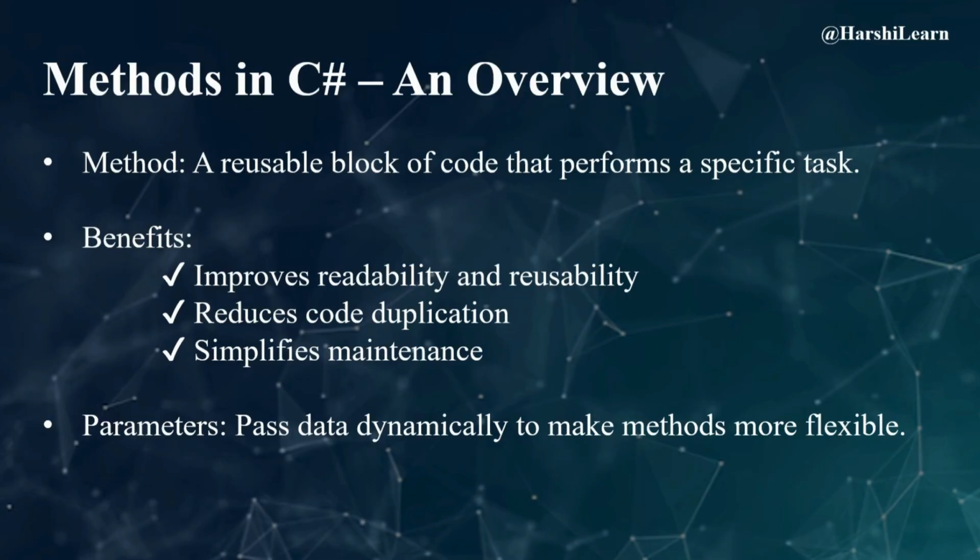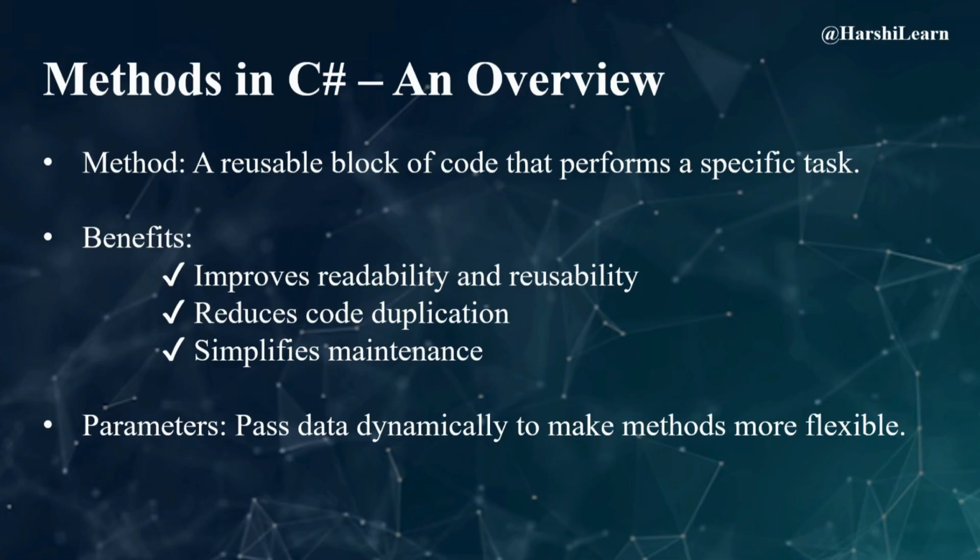Now, why should we use methods? There are three key benefits. The first one is readability and reusability. A method makes the code more structured and reusable across different parts of the program. The next one is less duplication. Instead of copying the same code multiple times, we write it once inside a method and we can use it whenever it's required. And the last benefit is easy maintenance. If a change is needed, we only update the method instead of modifying multiple places in the code.